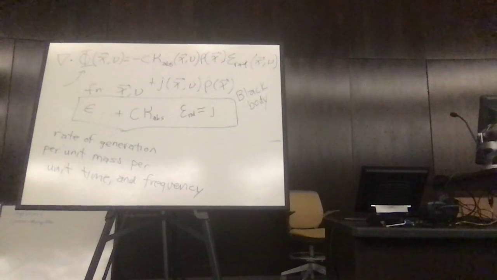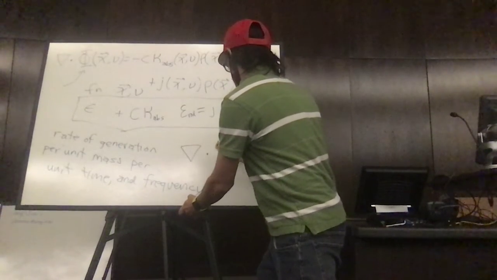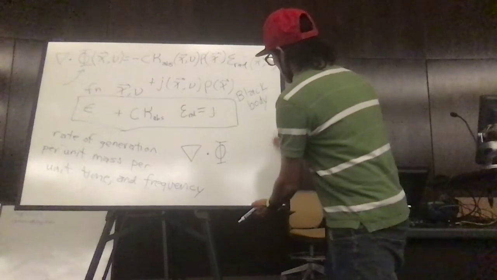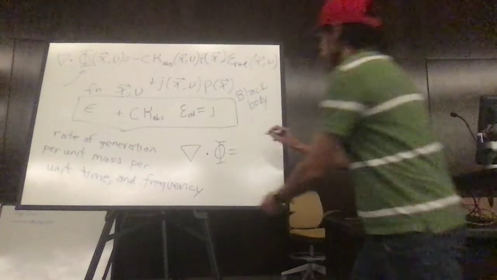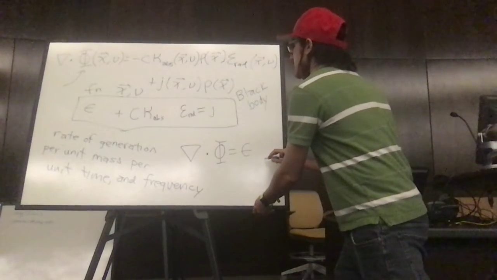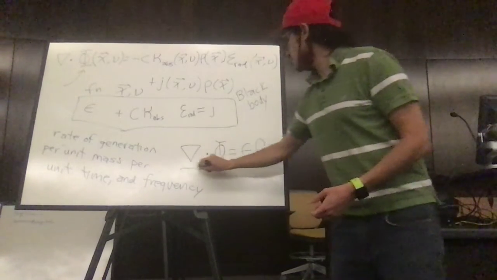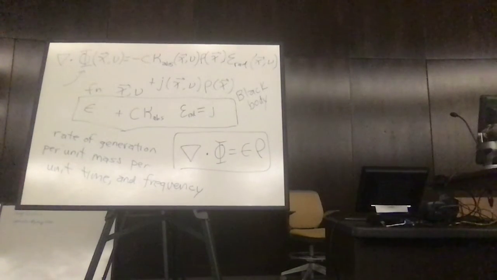Okay, so that means that in the case of real objects, this is going to be equal to epsilon rho. And this epsilon comes exclusively from nuclear reactions.